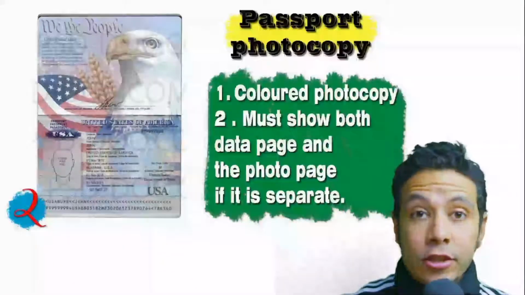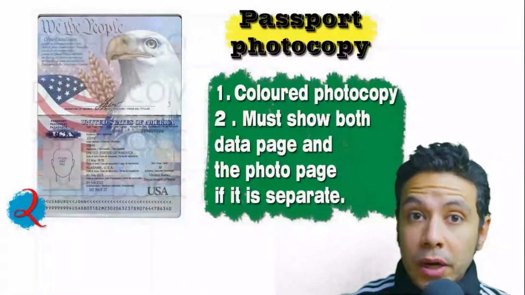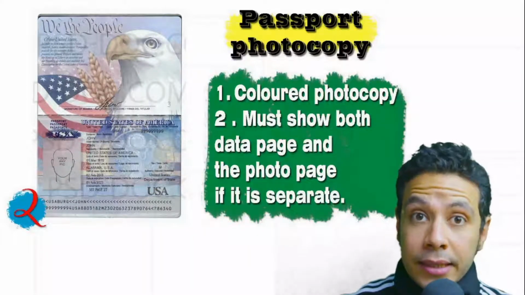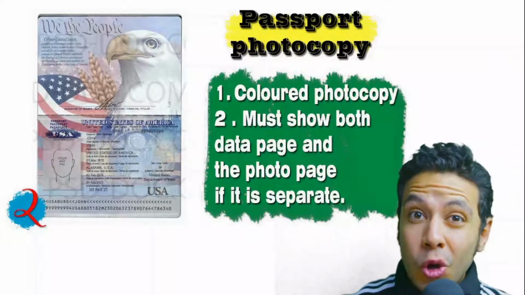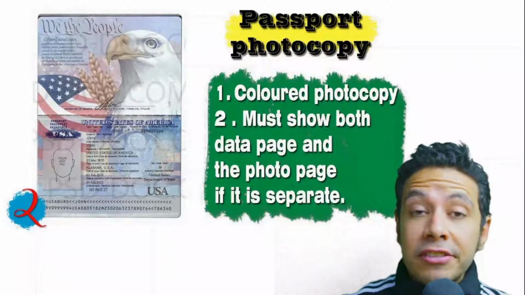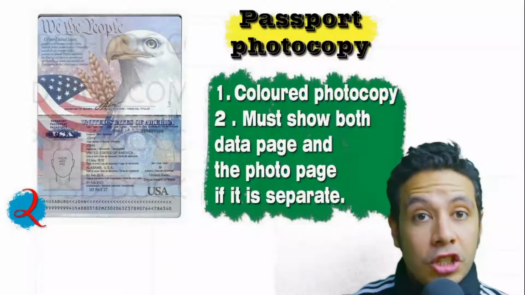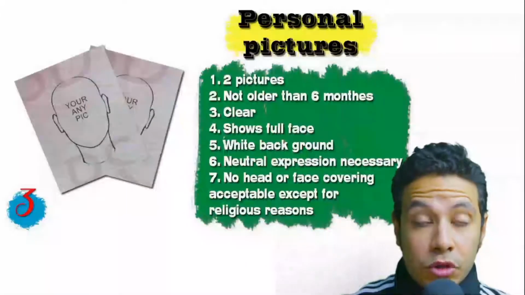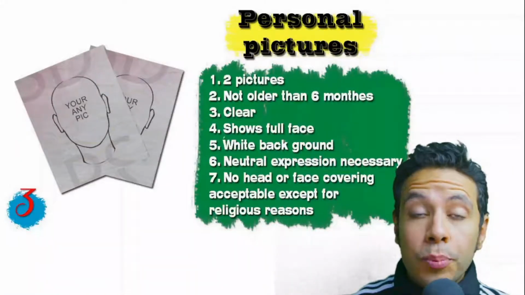In many cases, you will also need a passport photocopy. It might be 1 copy or more than one, and it's preferred to be colored, and both the data page and the photo page must be shown if separated. In some cases, you might be required to photocopy every single page of your passport, but in general, only the data page and the photo page are the needed ones. Speaking about the personal pictures, you will need at least 2 personal pictures.